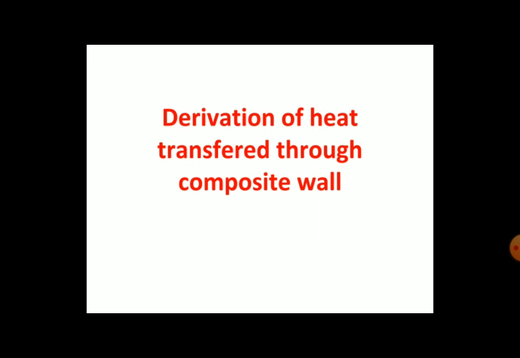Now let us move to the next, that is the derivation of heat transfer through a composite wall. Before going to the derivation, you should know what we mean by a composite wall. A composite wall is when a wall is made up of two or more materials combined together, then we call it a composite material. And what is homogeneous? When it is made up of the same material.